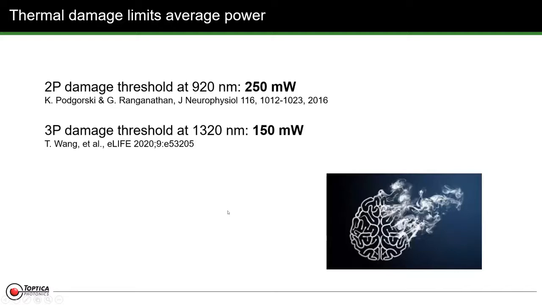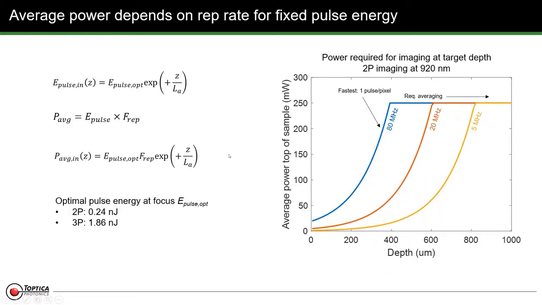But this doesn't just scale infinitely. You can't put a joule pulse into the brain if you want to go really deep, because at some point you're limited by thermal damage in the brain as well. For 2-photon, we can argue with these numbers. Maybe it's 250 milliwatts, 3-photon, 150 milliwatts at 1320. So that kind of puts a cap on the power we can put on the brain.